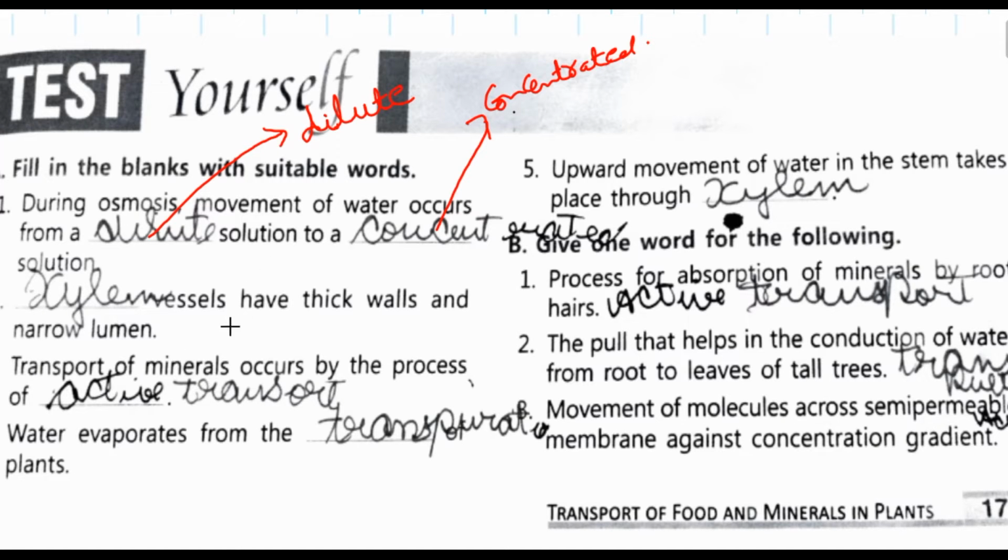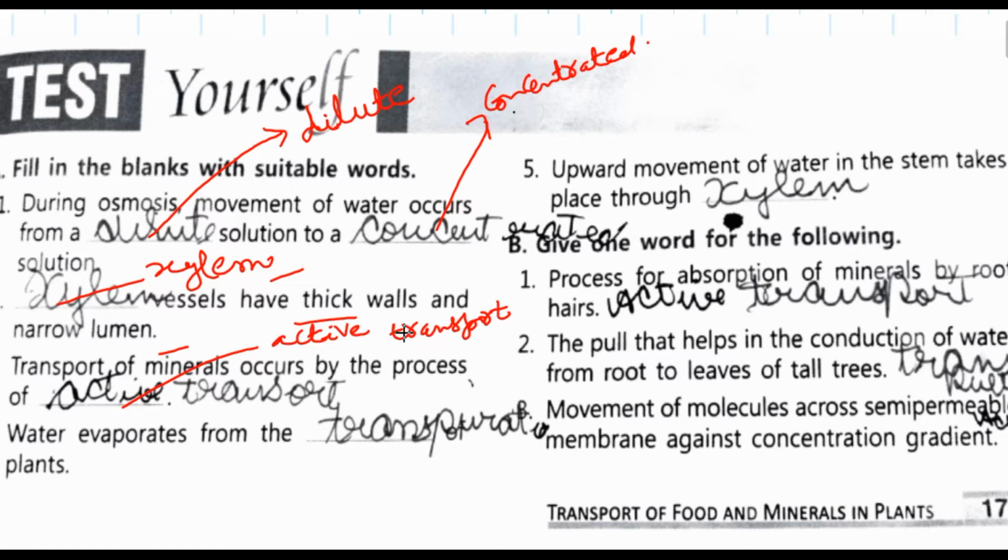Dash vessels have thick walls and narrow lumen. Which vessels, xylem or phloem? Here it would be xylem. Transport of minerals occurs by the process of active transport.